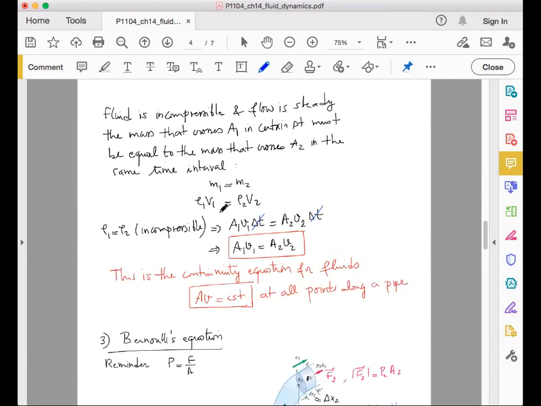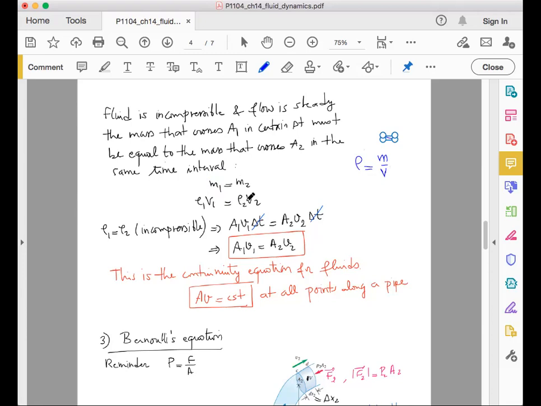This is what we mean by the mass that crosses A1 in a certain delta t should be equal to the mass that crosses A2 in the same time interval. Don't forget that the mass is equal to rho times V. The density is nothing else than the mass per unit volume, so the mass is nothing else than rho times V, where V is the volume, of course. So rho1 V1 is equal to rho2 V2.